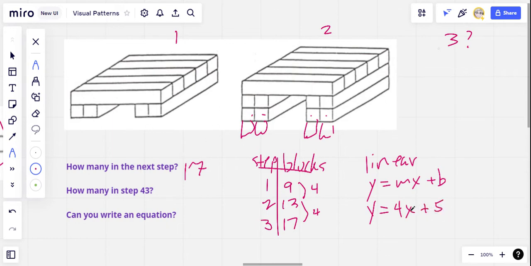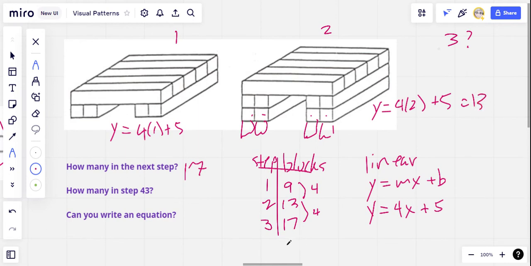So where x goes, we'd plug in the step number, and y is going to give us the total number of blocks in each step. So y equals 4 times the step number, so 4 times 1, plus 5 on the top. Well, 4 plus 5 is 9, and that's what you get, 4 for the feet and 5 for the top. If we do that for step 2, y equals 4 times 2, plus 5 for the top, and that gives us 13, which is just what we had for step 2.